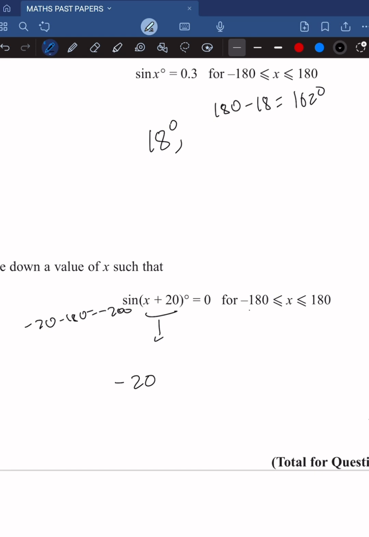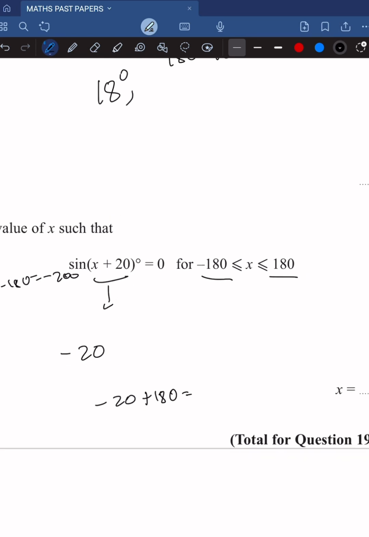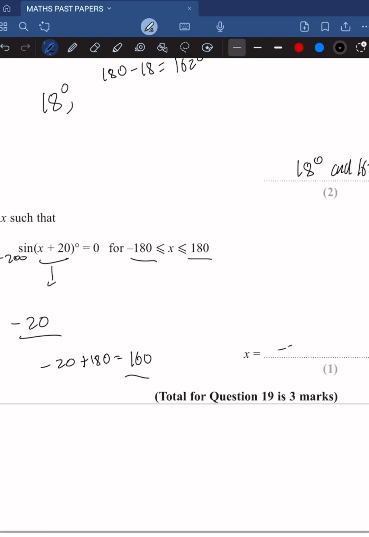So we want to find the range from minus 180 to 180. So I do minus 20 plus 180 to find the second value in the other direction. So that's going to be 160. Therefore, my two answers are minus 20 and, or to be fair, 160.